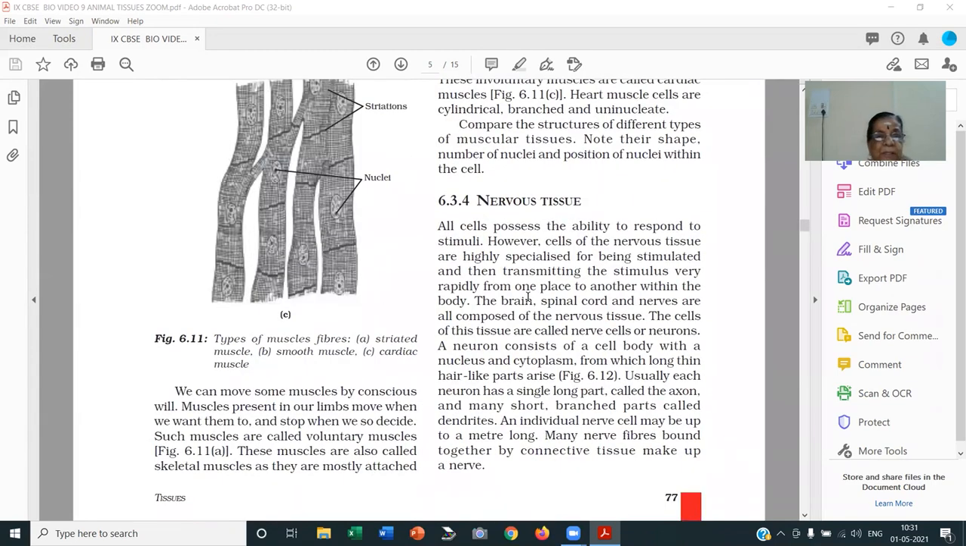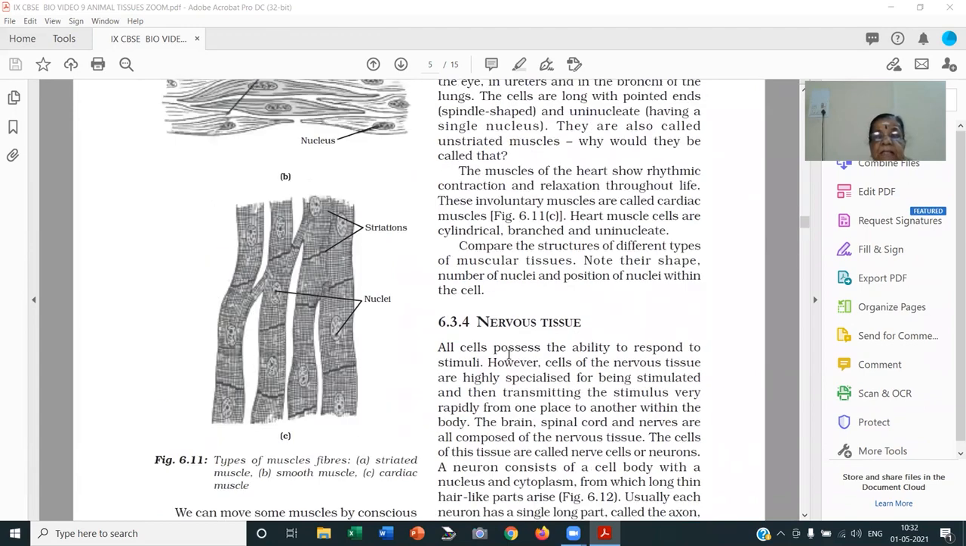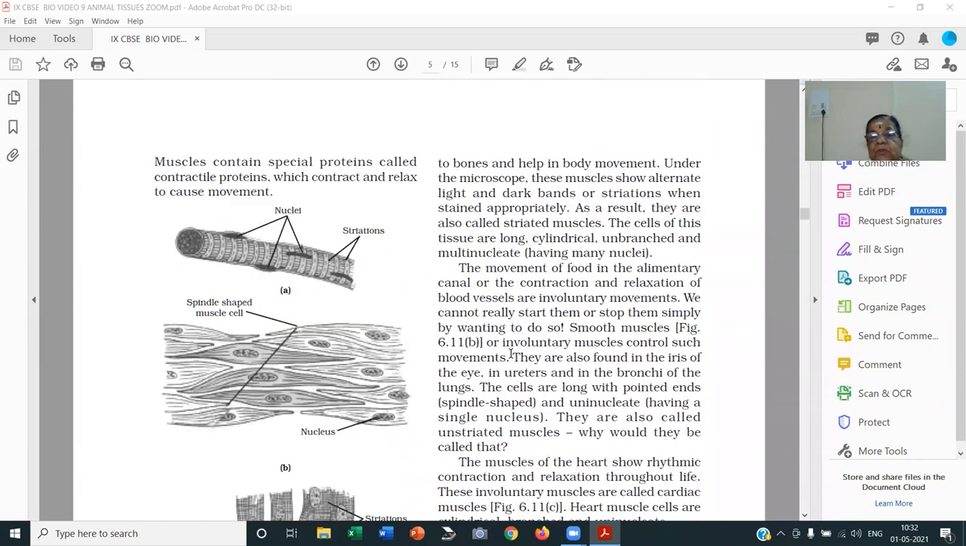I am not going to read much. Muscles present in our limbs move when we want them to and stop when we decide. So this is called voluntary movement. And these are also known as skeletal muscle, as they are mostly attached to the bones.